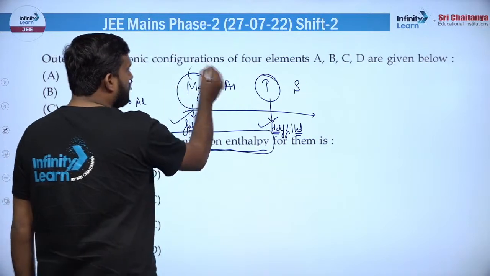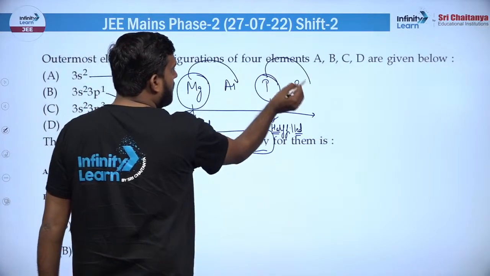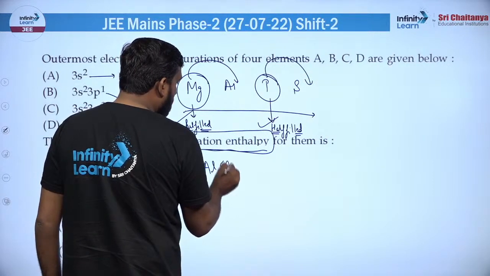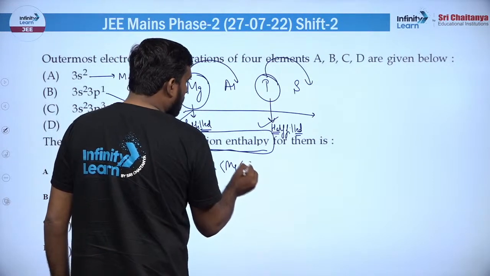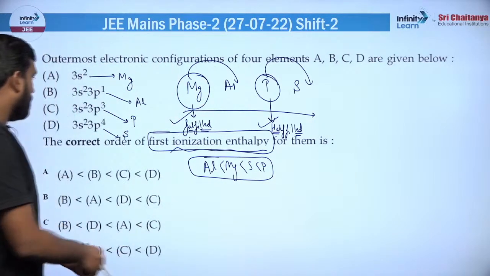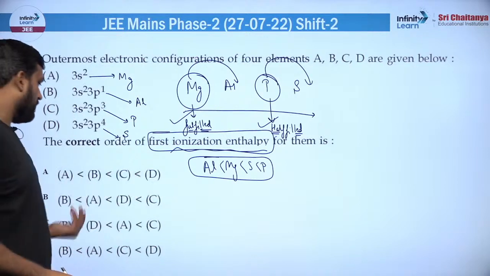Thus the energy of this will be greater than this, and this will be greater than this. So the correct order will be aluminium, then magnesium, then sulfur, and then phosphorus. This will be the correct order. Just match with this and you will get your answers.